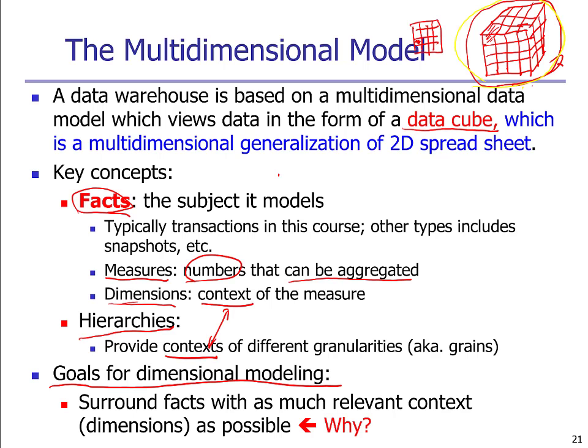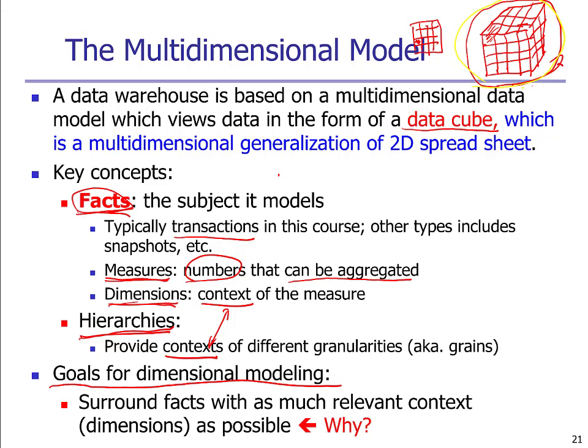Okay. So the most important thing you need to know is that for a multi-dimensional model, which is a data cube, you need to know what are the facts and hierarchies. For facts, what are the measures and dimensions? And what is the relationship between facts and transactions? All right. So basically, transactions are the facts. That's why I say if the cell is empty, there are no transactions there, and there are no facts.